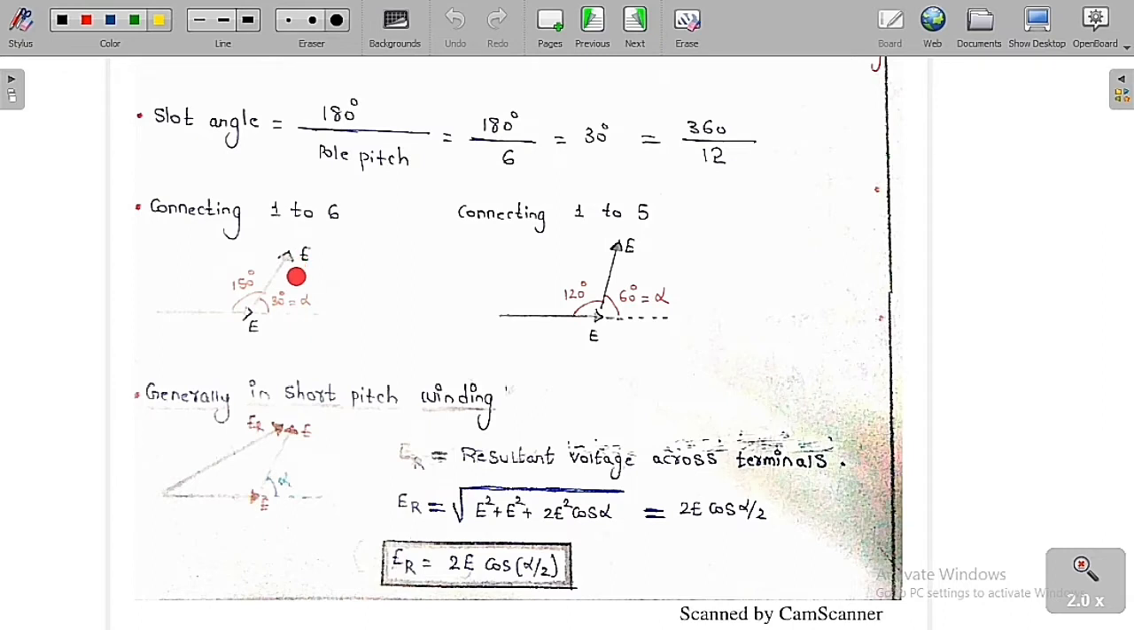I have already told you one important basic point: between two slots, the mechanical angle, or you can say the slot angle, is 30 degrees. Now, between 1 and 6, we have 5 slot angles: 1, 2, 3, 4, 5. So 5 into 30 is 150. So you are going to get 150. I will show this in the figure.